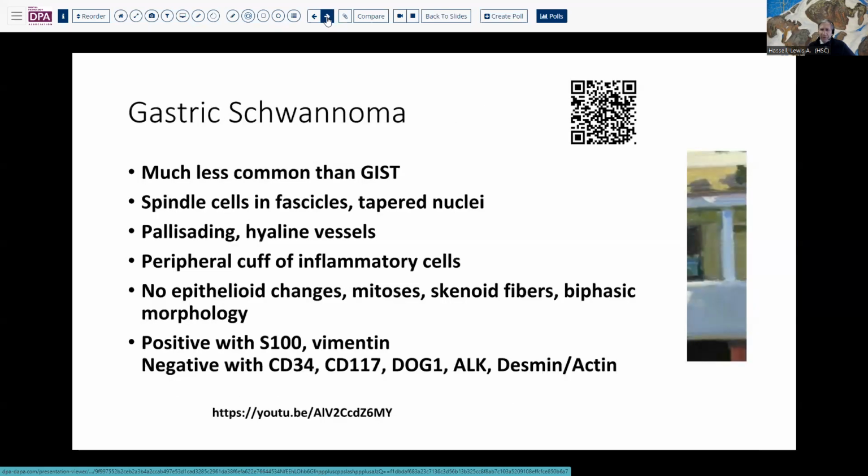So just a brief mention of the gastric schwannomas, much less frequent than the GI stromal tumors, with palisading hyaline vessels and this peripheral cuff of inflammatory cells that we noted. Easily distinguished using immunohistochemistry from the GIST, as well as from the other things in the differential, such as inflammatory myofibroblastic tumor.